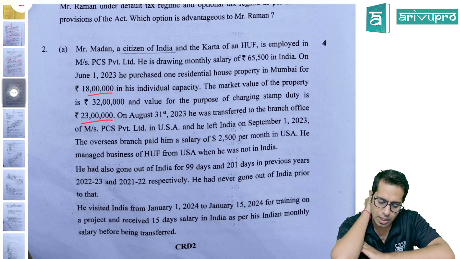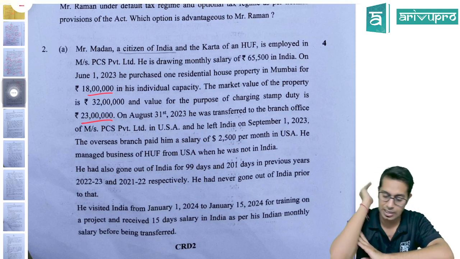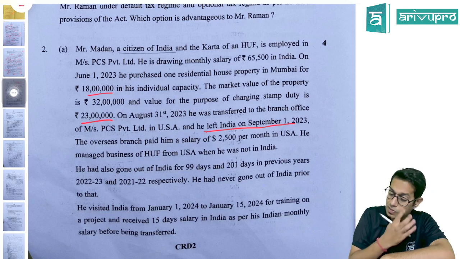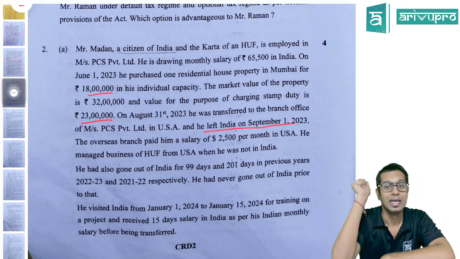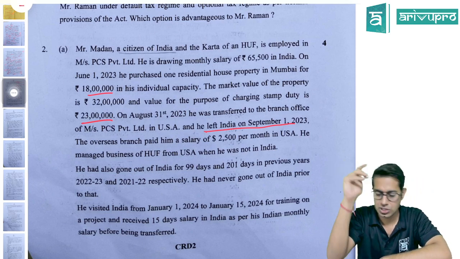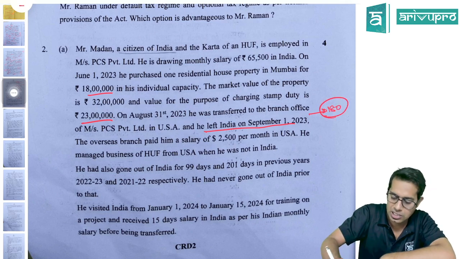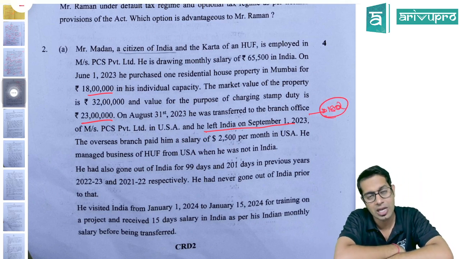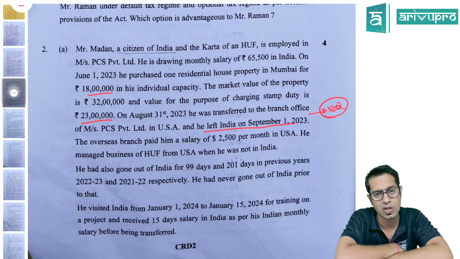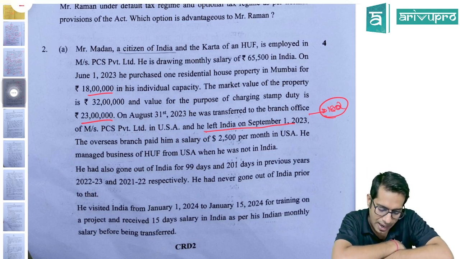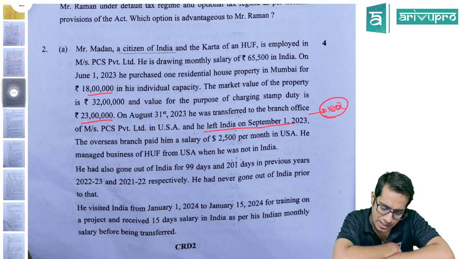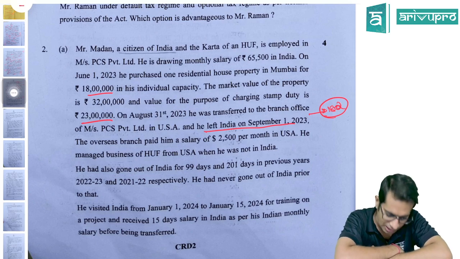56(2)(x). On August 31st, 23, he was transferred to branch office of P Limited in USA and he left India on 1st of September. So now what is happening over here? He is leaving India for employment outside India. So when you are leaving India for employment outside India, 182 days condition will be applicable for checking whether you are a resident or non-resident. And he managed business of HUF from USA when he was not in India.